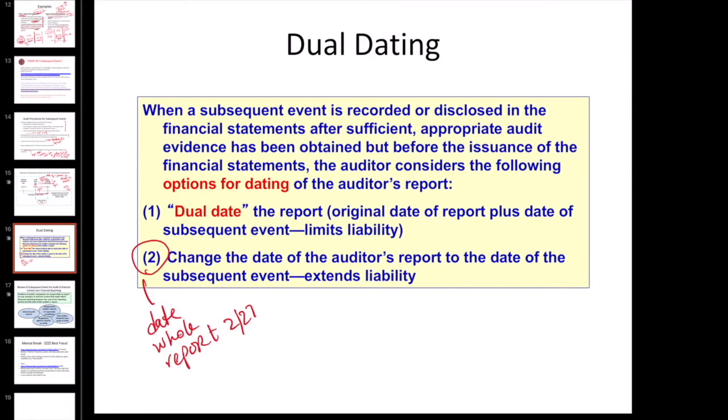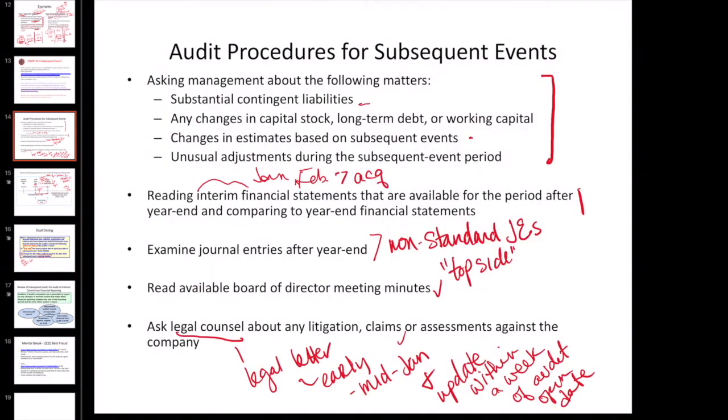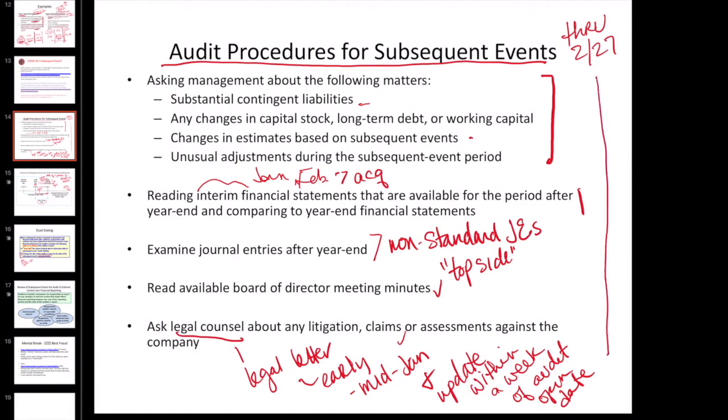Okay. The reason why this is the suboptimal choice for the auditor is because it extends my liability as an auditor. What it means when I say it extends my liability, it extends my legal liability for all the accounts, and it basically implies that I have done all these audit procedures for subsequent events through 2/27. And if I want to have just one report date, the 2/27, I then have to go do all these procedures through 2/27.